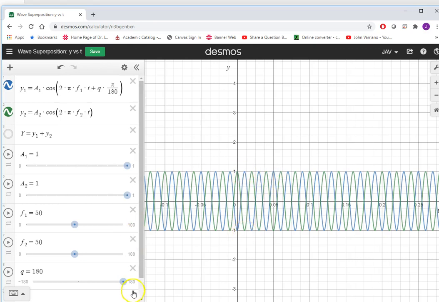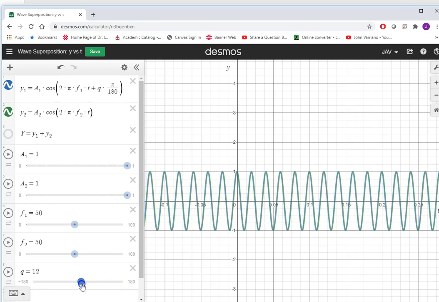So now the question comes up, what is the superposition of those two waves? Well, I just add up the values. So let me go back to 0. So this is where there would be no phase difference between the two waves. And now I'm going to add them.